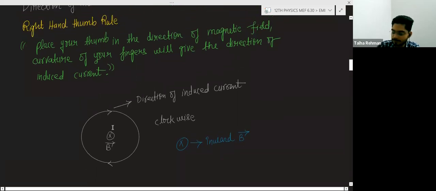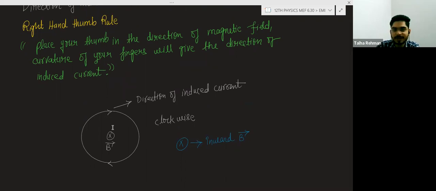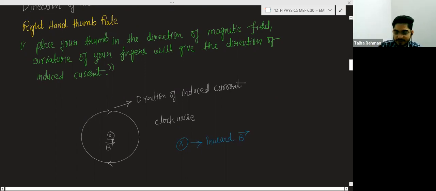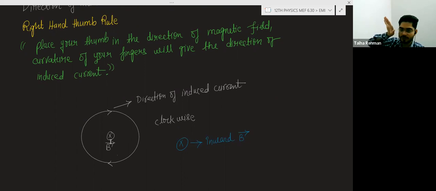First, you will place your thumb in the direction of the magnetic field, okay, and curl your fingers, and the sense of curling of your fingers will give you the direction of the current. So see, this is the inward magnetic field now. So point your thumb inward. Inward means away from you, and now curl. This curling is in the anti-clockwise direction, so you can get the direction of the induced current.